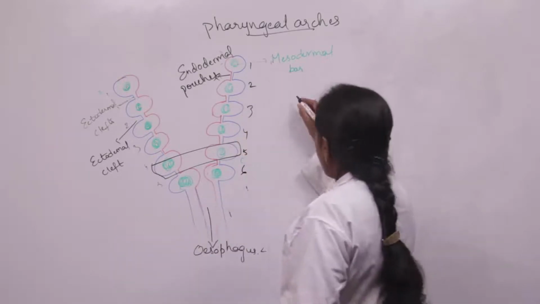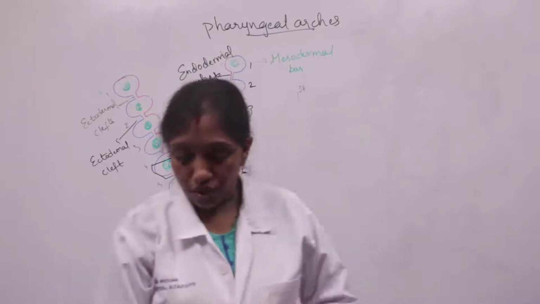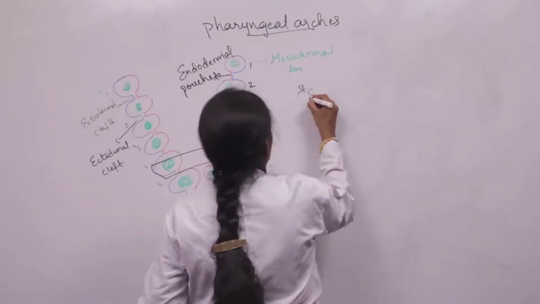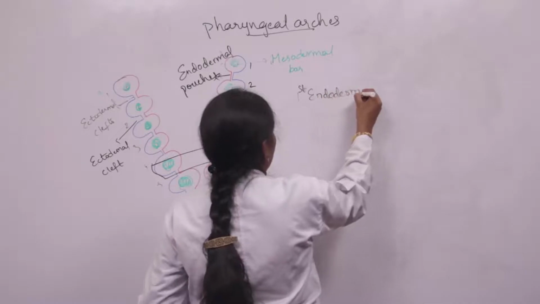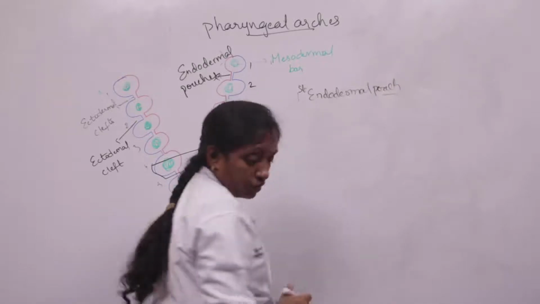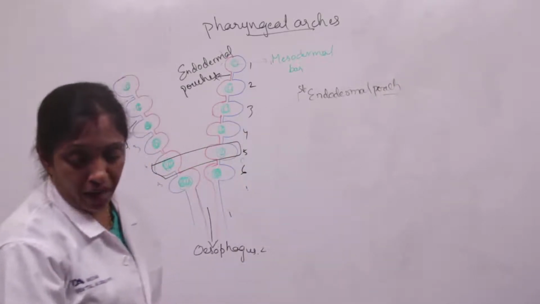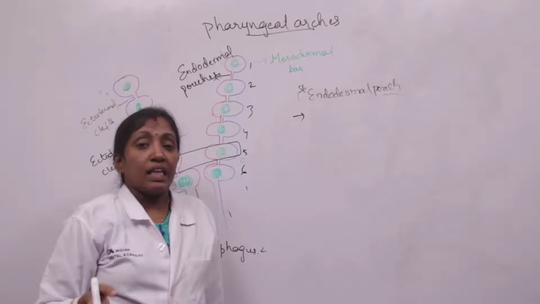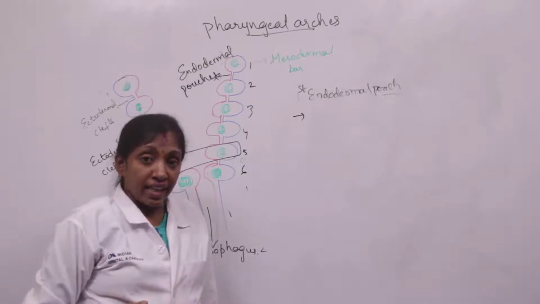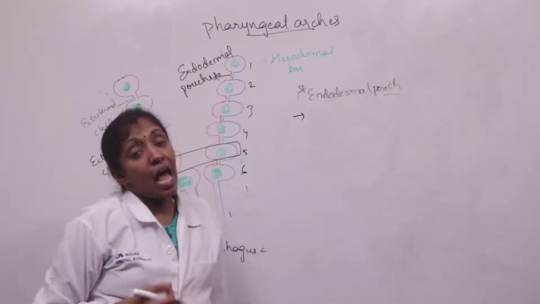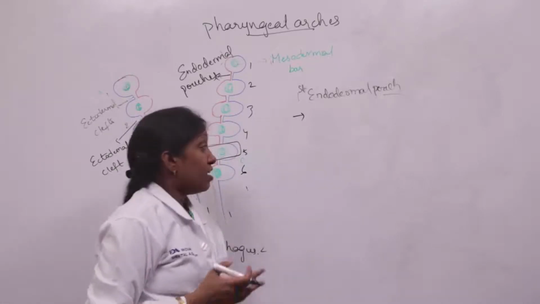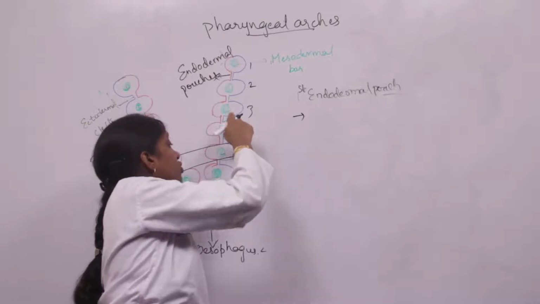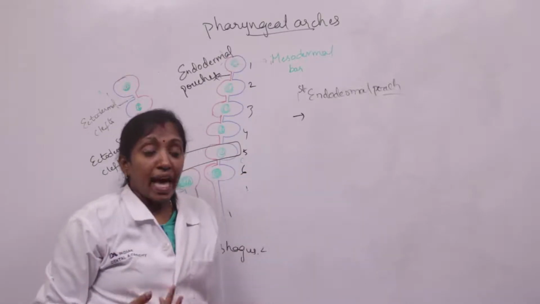So coming to the endodermal pouches, what are the derivatives of the first endodermal pouch? The ventral parts of the first, second and fourth pouches help in the formation of the tongue. We know that the tongue develops from the lingual swellings, the tuberculum impar and the hypobranchial eminence. So the ventral parts of the pharyngeal pouches help in the formation of the tongue.